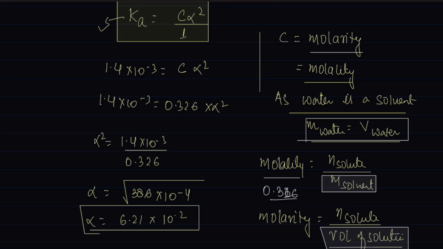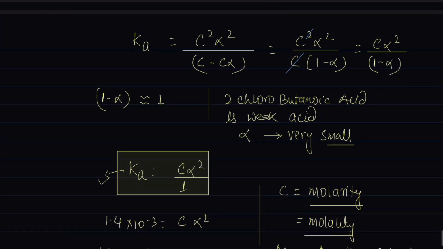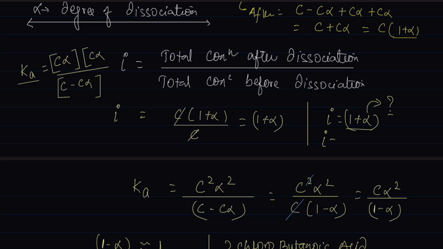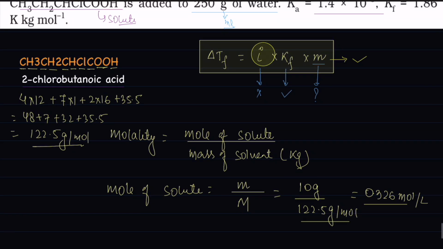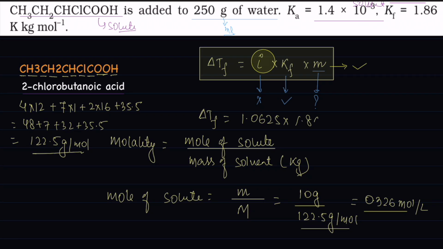So now we have the alpha value. If we substitute alpha in the place of i here, i is equal to 1 plus 6.21 into 10 to the power minus 2. So it's equal to 1.0621. So now we have the i value. This i value we can substitute in our relation here. So delta Tf is equal to 1.0621 into Kf, which is 1.86, into molality, 0.326. It's equal to 0.65 degree. So this is the answer of this question.